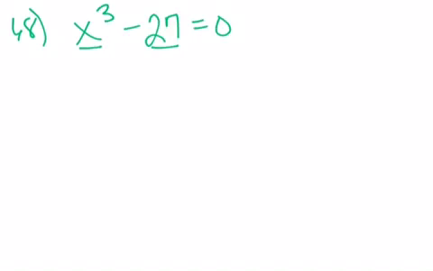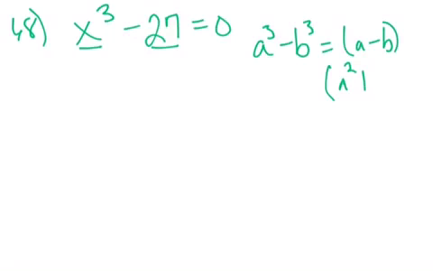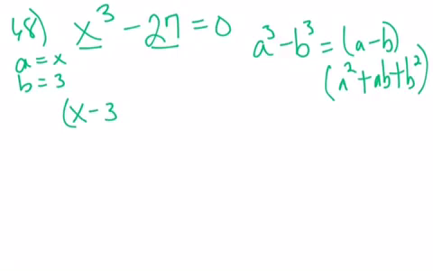So if you remember the formula, it is a cubed minus b cubed will factor into a minus b times a squared plus ab plus b squared. If you've completely forgotten it, those formulas are still in your composition book. So in our case, a would be x, b would be 3. So this would factor into x minus 3 times x squared plus 3x plus 9.